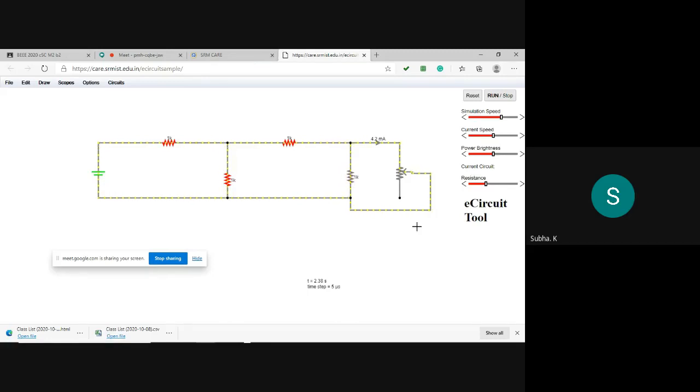What are you people doing? Silent from the other side.